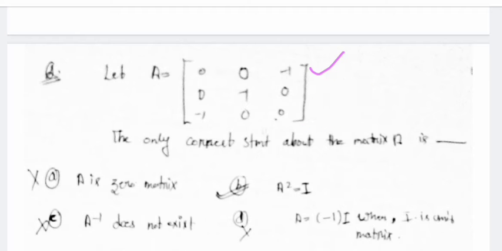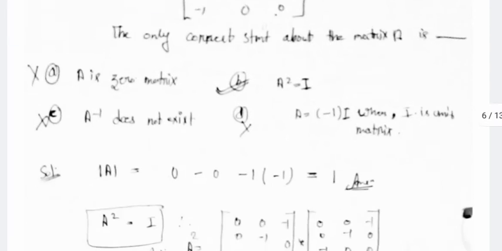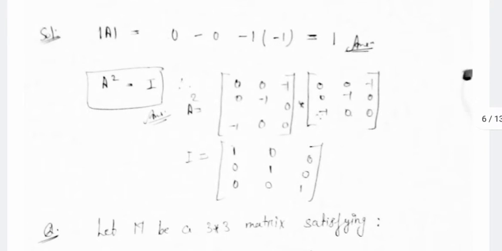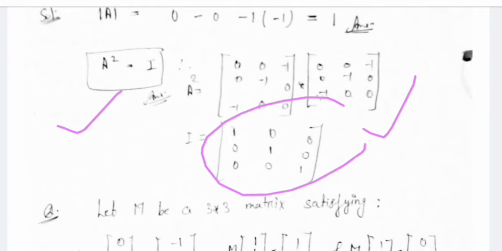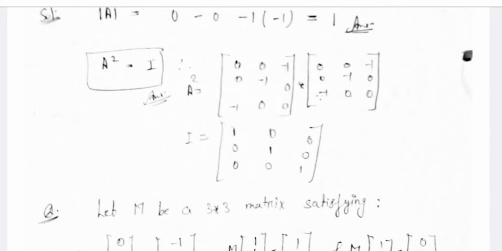How? Come to the solution of this question. Here the solution is given like that, and we know that if the determinant of any matrix is 1, that is orthogonal, and on the basis of this A square, after putting the value of A into A, we get A square is equal to I, that is your identity matrix. So the answer of this question, option B, is correct.